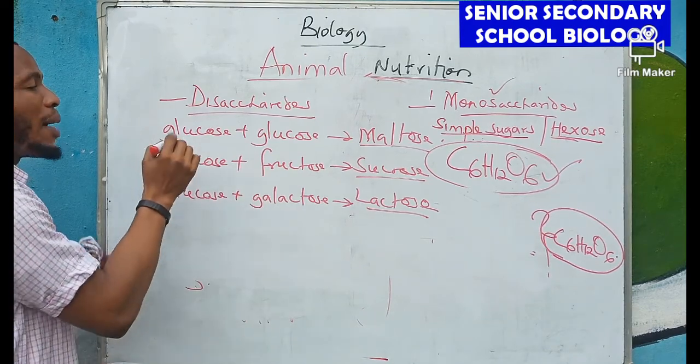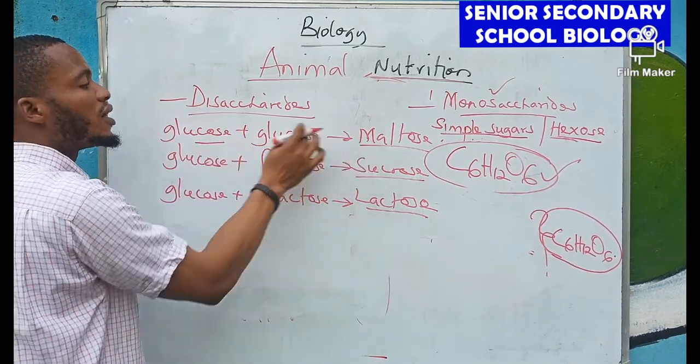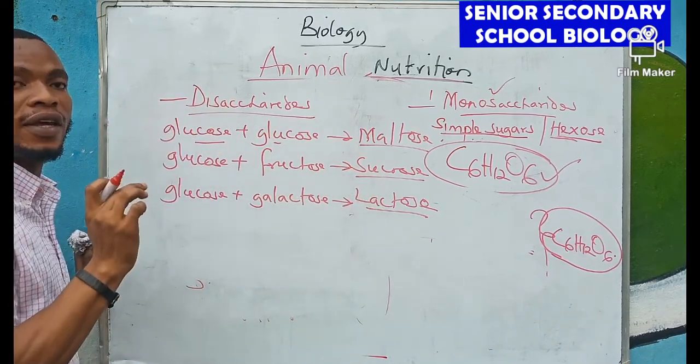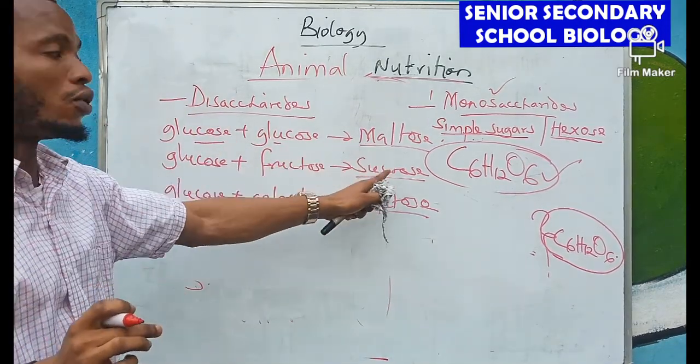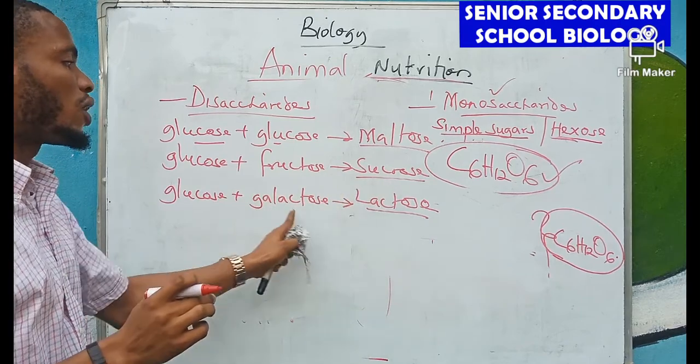And I told you they are specific. This one must grab with this one to give you this. You can't grab with this to give you this. So they are specific in action. Glucose will give you maltose. This will give you sucrose, and this will give you lactose.